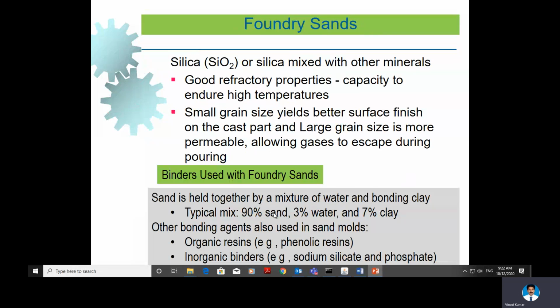90% sand mixed with 7% clay and 3% water. This is the mixing ratio. Sometimes we go for organic resins like phenolic resins or inorganic binders like sodium silicate and phosphate.